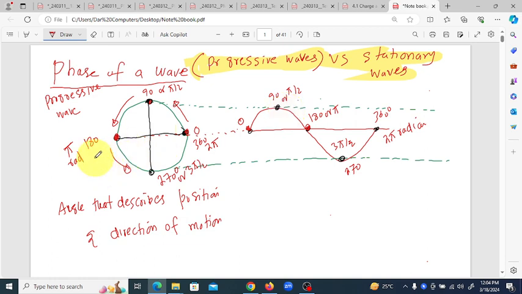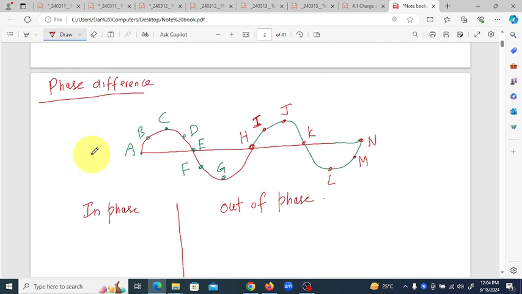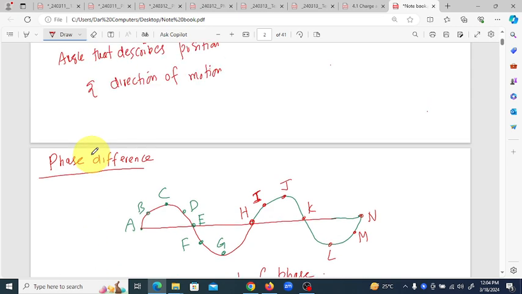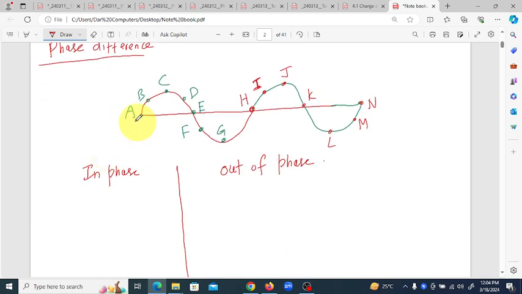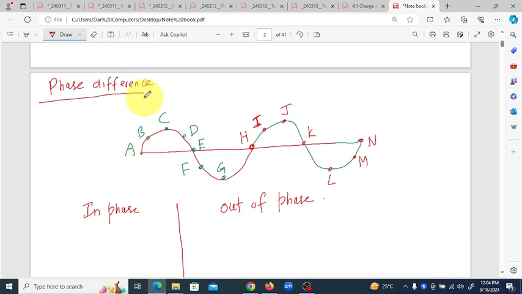Okay, now we move forward and discuss the phase difference. What is meant by phase difference between different points? You know that different particles are moving in different ways. So phase difference is the difference in phase. You can compare different points. For example, I made points A, B, C, D, E, F, G. Some points have the same direction.